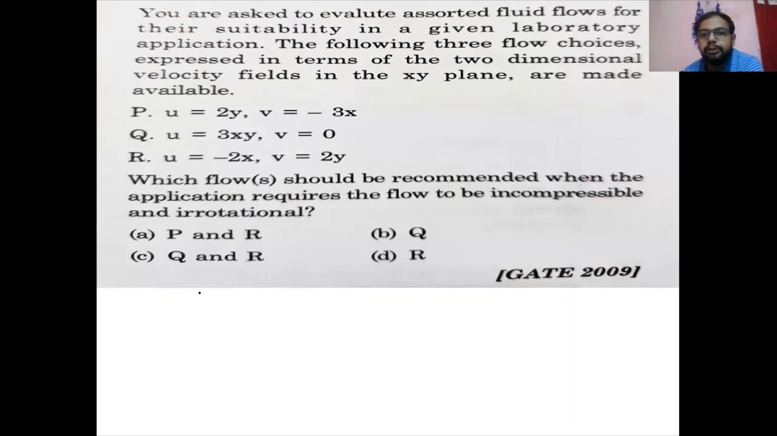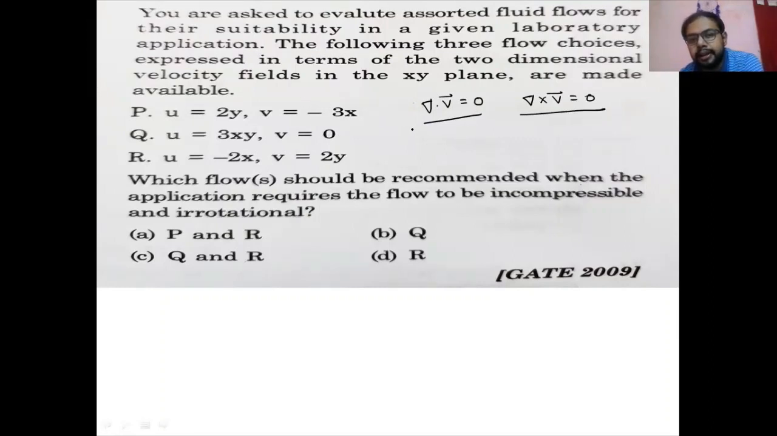Next question is coming. You are asked to evaluate the assorted fluid flows for their suitability in the given laboratory application. Here the choice is given to you, and they are asking which flow is better to be incompressible and irrotational. Incompressible flow means the divergence of the velocity vector is equal to 0. And irrotational flow means the curl of the velocity vector is equal to 0. So out of these P, Q, R, which satisfies both? Which flow is better to choose?